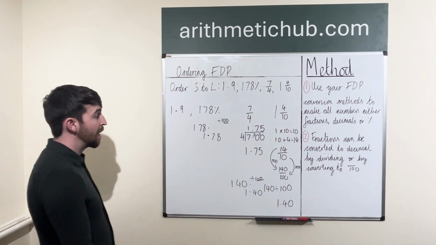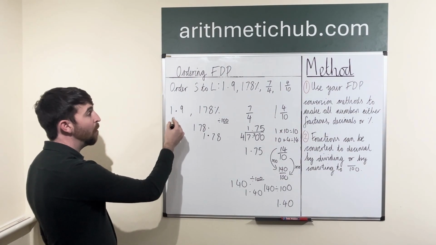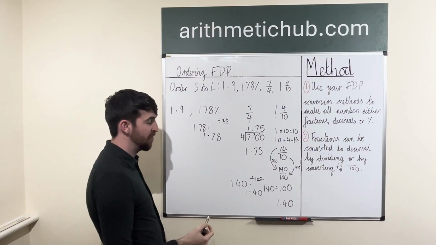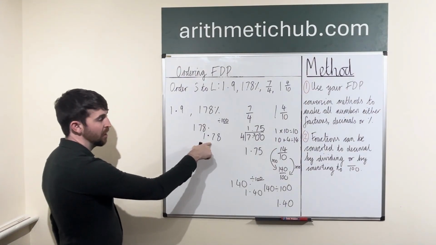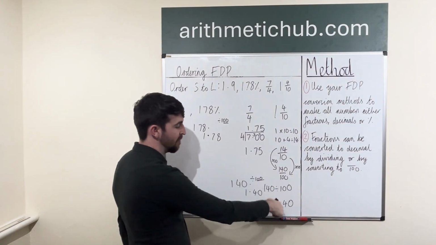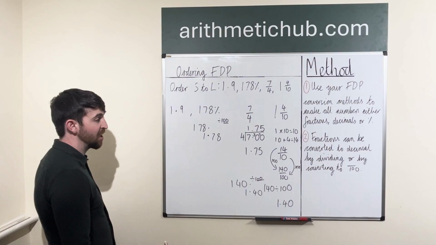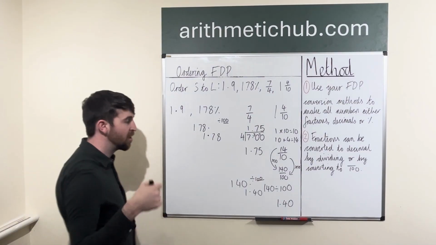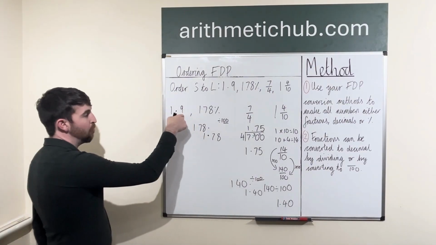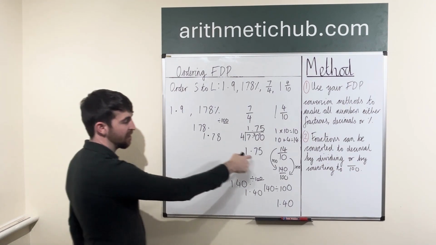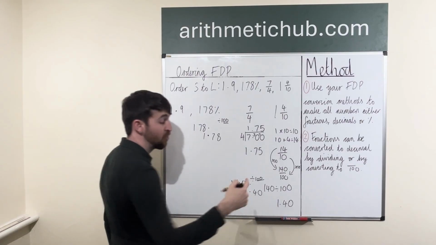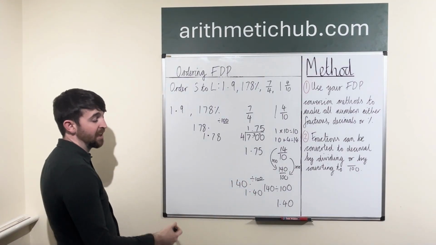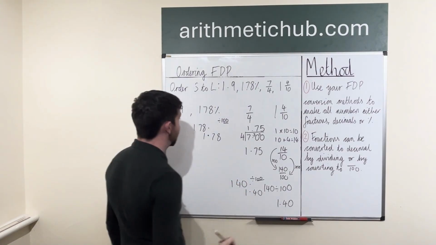So what I have as my answers, as all my decimals, we're not up to the answer yet, is 1.9, 1.78, 1.75 and 1.40. Now, straight away I can spot another problem. Here we have 1 digit after the decimal, 2 digits after the decimal, 2 digits after the decimal, 2 digits after the decimal. I could have written it as 1 digit after the decimal, but I still have 2.